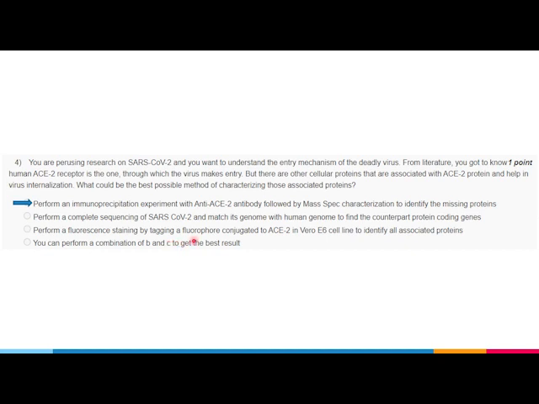But you do not know how exactly you will identify the other protein. The only way to identify the other protein is using something like an immunoprecipitation experiment, which is not there in the third option. And obviously, a combination of B and C to get the correct result is not really the correct way to go. So the correct option is the first one.